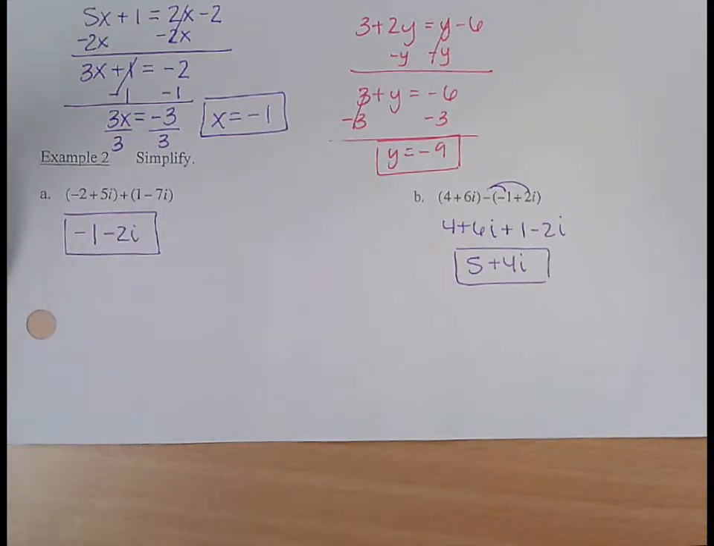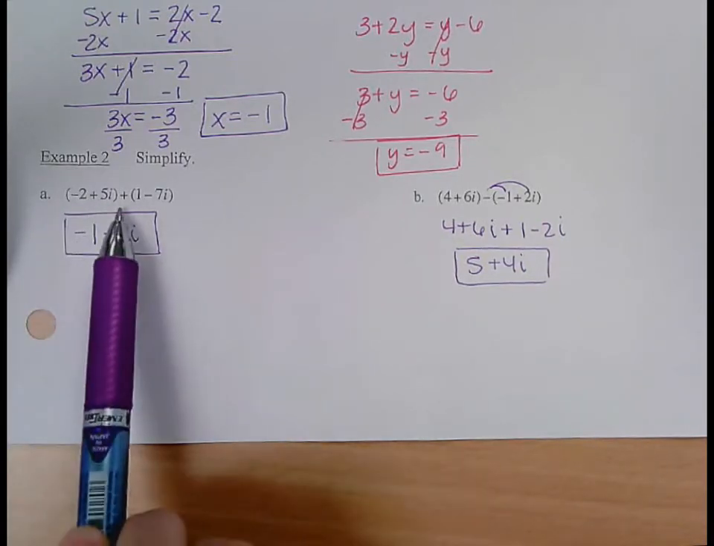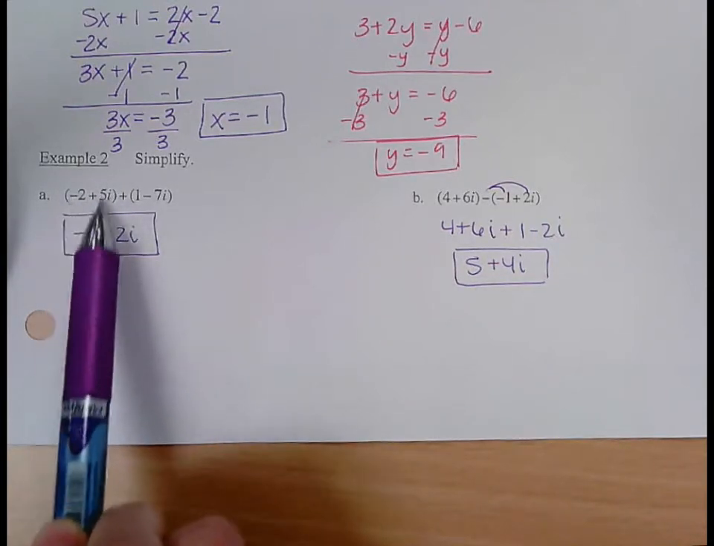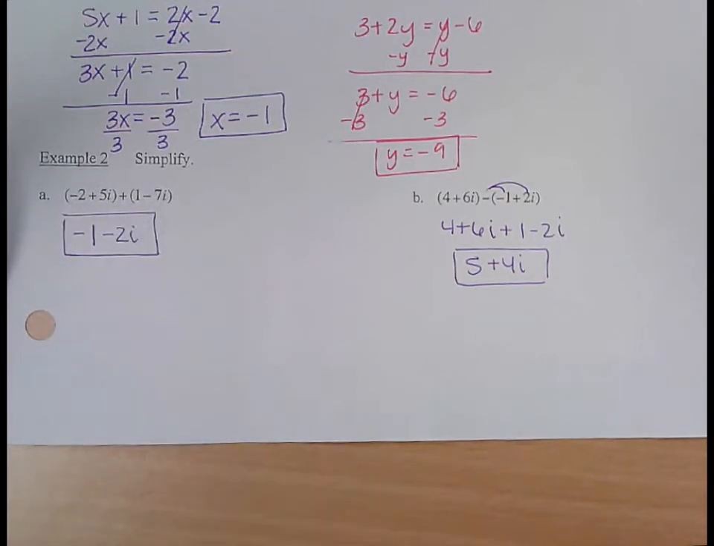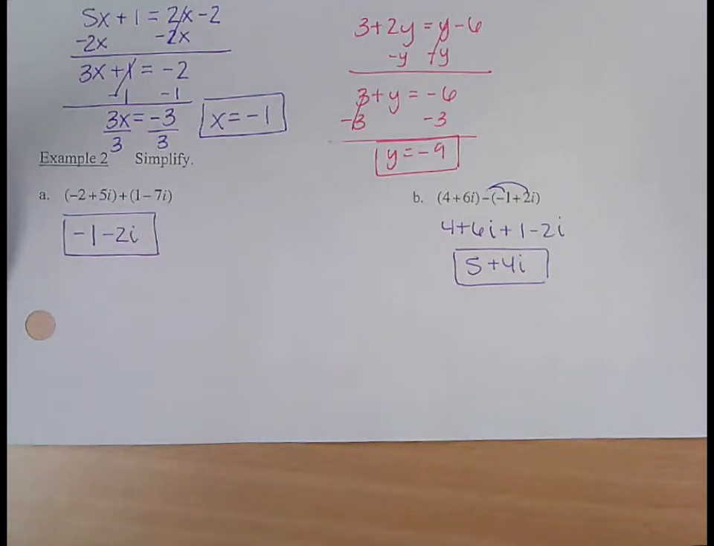What can throw some students off with these are the parentheses. So the only reason for A, since you're adding, the only reason you have parentheses around both is because it's saying you have one complex number added to another. But A would be as if there's no parentheses. You're just combining like terms.